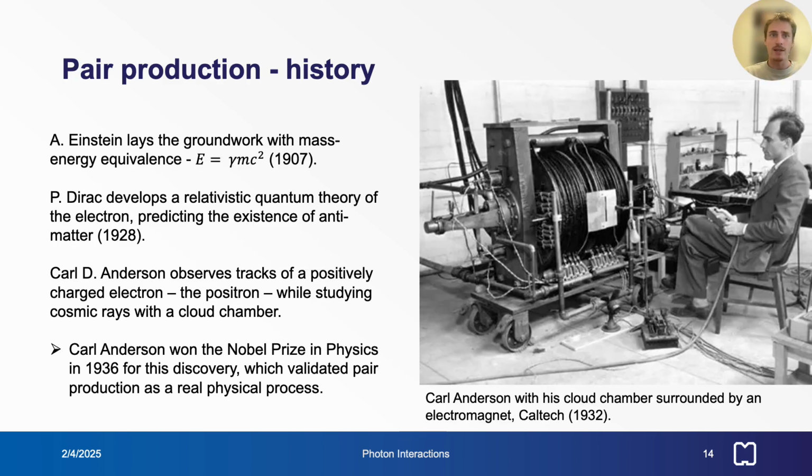Another important process is known as pair production. Einstein laid the groundwork with mass energy equivalence in 1907. Paul Dirac developed a relativistic quantum theory of the electron, which predicted the existence of antimatter in 1928. Carl Anderson observed tracks of a positively charged electron, now known as the positron, while he was studying cosmic rays with a cloud chamber. Carl Anderson won the Nobel Prize in Physics in 1936 for this discovery, which validated pair production as a real physical process.